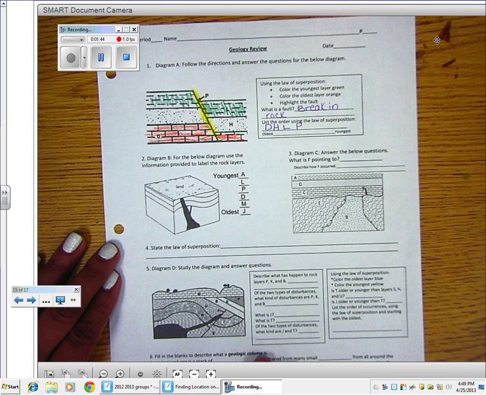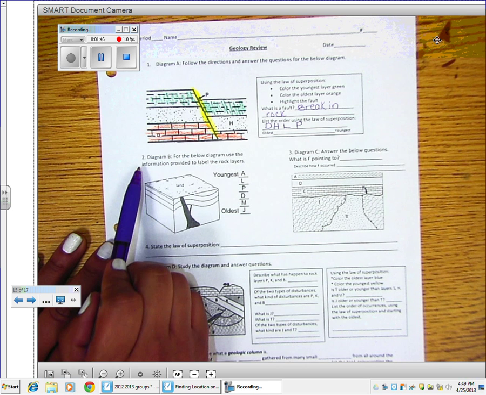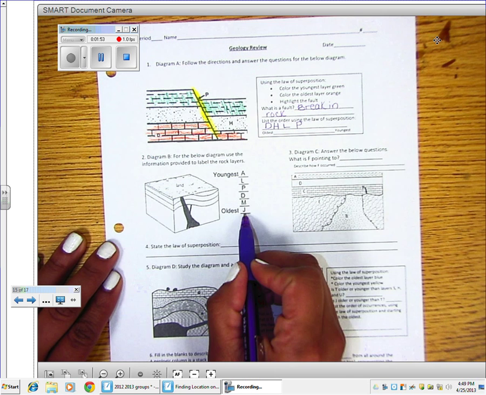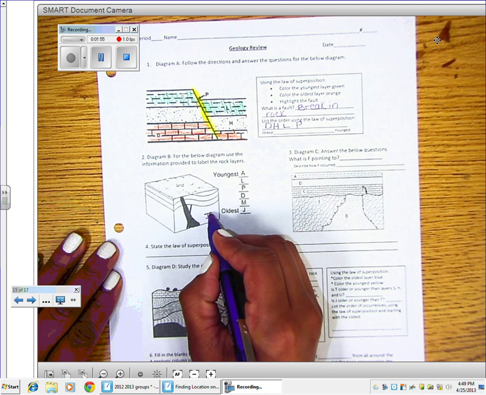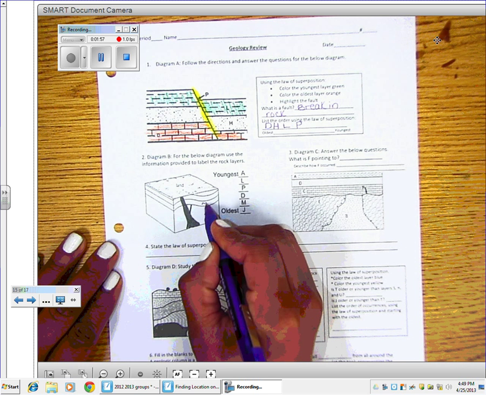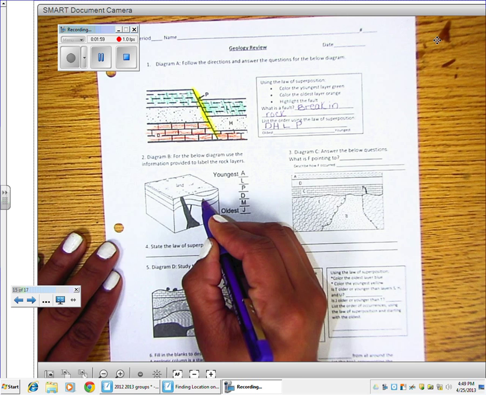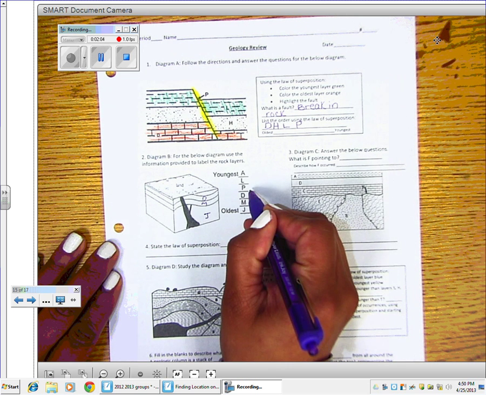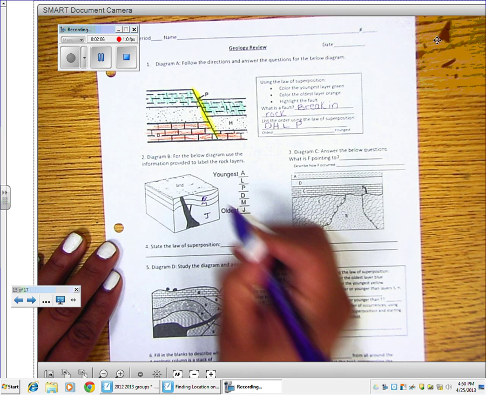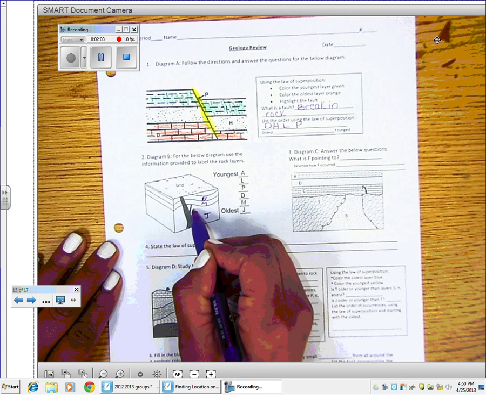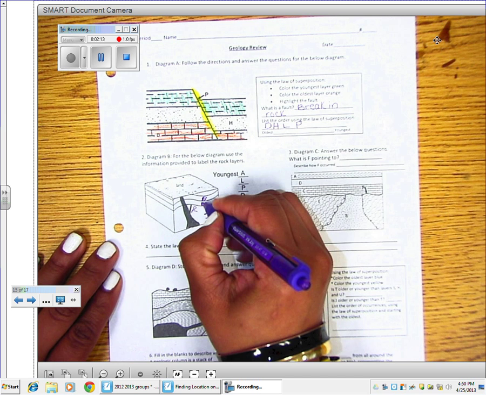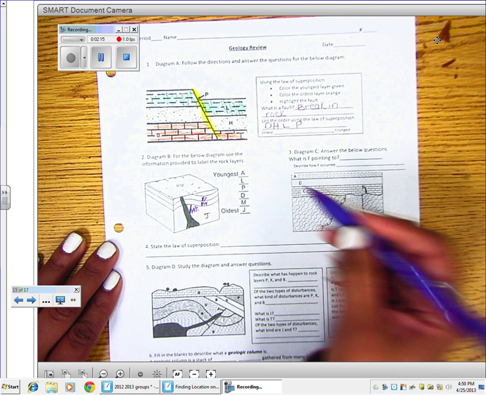All right, moving on. I'm at number 2, diagram B. For the below diagram, use the information provided to label the rock layers. So the oldest is J. This came first, then M, then D. I'm sorry, not D. Let me start over. I apologize. I'm not paying attention.